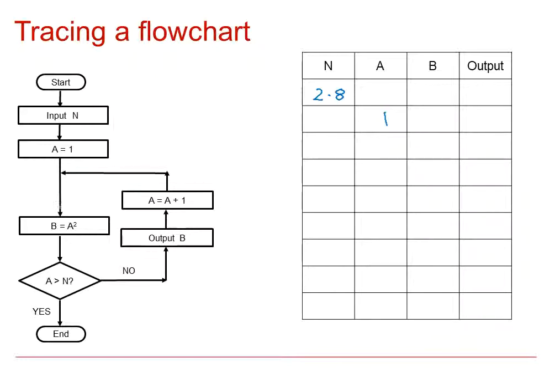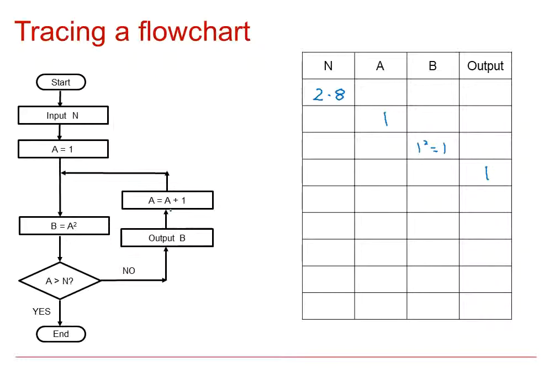The next instruction following the arrows is to make b equal to a squared, so that's b becomes 1 squared, which is 1. Then the next symbol is the diamond, so that's a question. Is a bigger than n? So is 1 bigger than 2.8? And the answer is no. So we now output b. So the output of b, so we output 1.